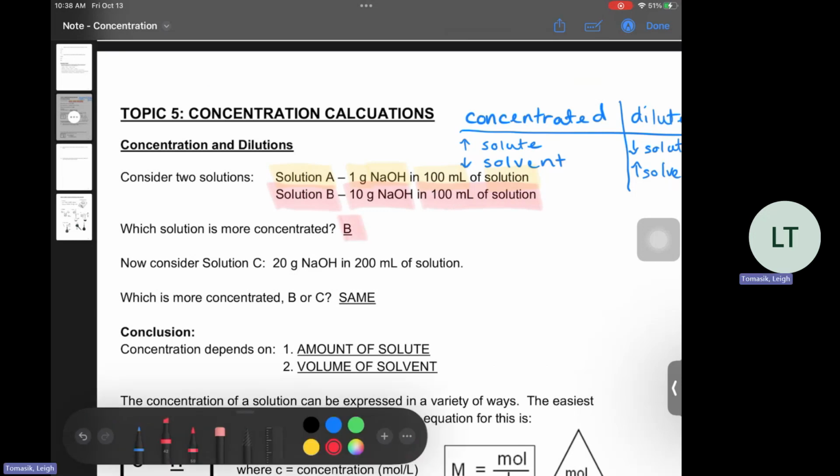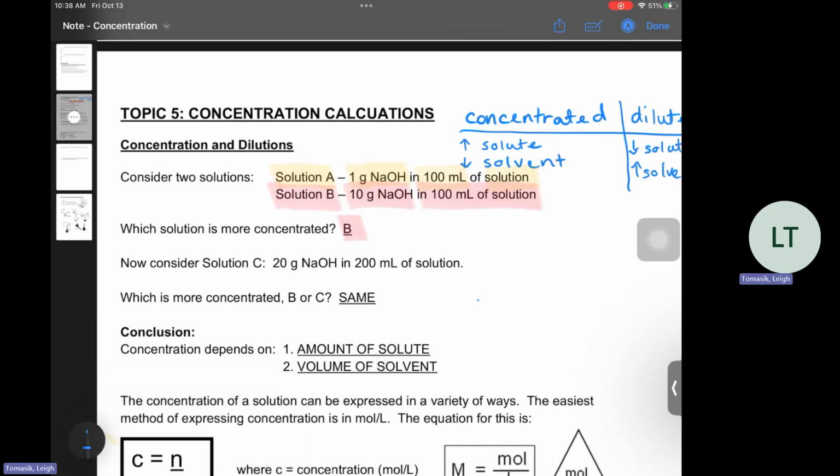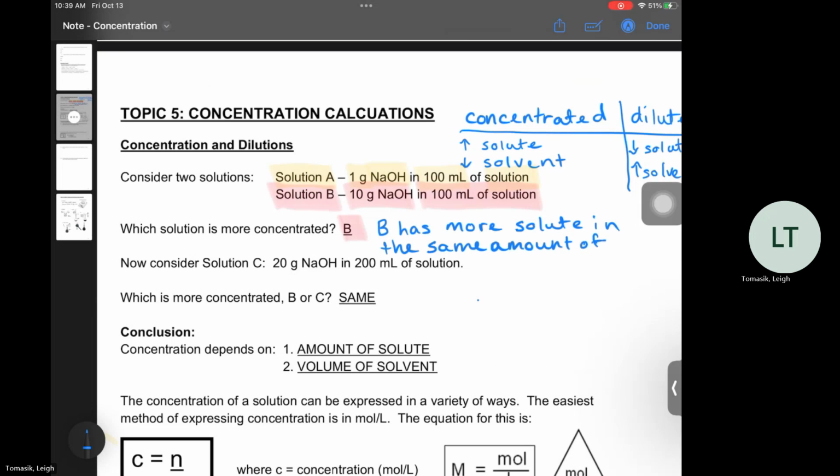B. Why? Because B has more solute in the same amount of solvent. Right? So it's easy to compare the two because the two have the same amount of solvent. But I'll give you a different solution now.